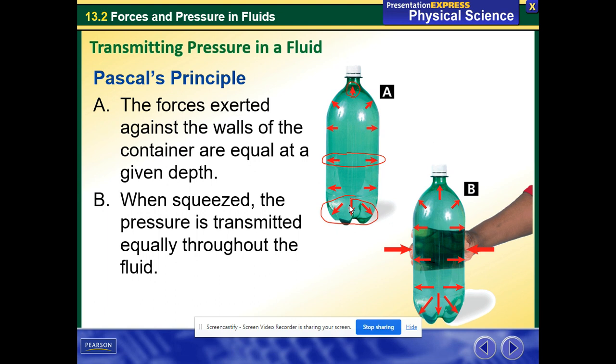Now, when you apply a force, such as squeezing the bottle, that pressure is transmitted equally. And when I say it's transmitted equally, it means that all of these arrows are going to increase by the same amount. Even though you're pressing in the middle, the arrows in the middle not only increase, but the ones on the top and the bottom. Note that the top still is going to have the least amount of pressure and the bottom is still going to have the most.